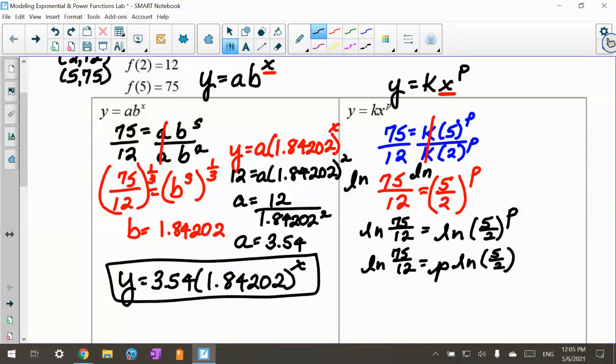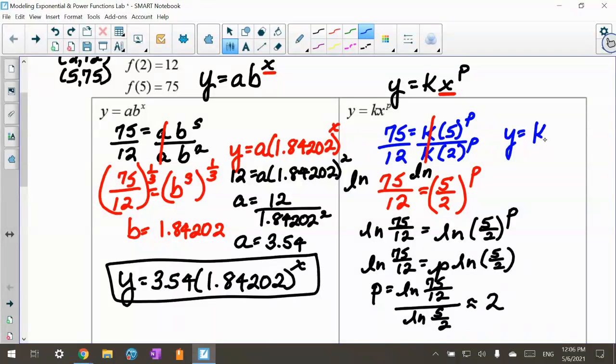And then I'm solving for p, and these are hooked by multiplication. So p is going to equal the natural log of 75 divided by 12 all over the natural log of 5 divided by 2. And when I put that in my calculator, I get a 2. All right, so that's nice. So I'm going to come up here and say, all right, y equals kx. I know that my power is 2, so I have kx squared.